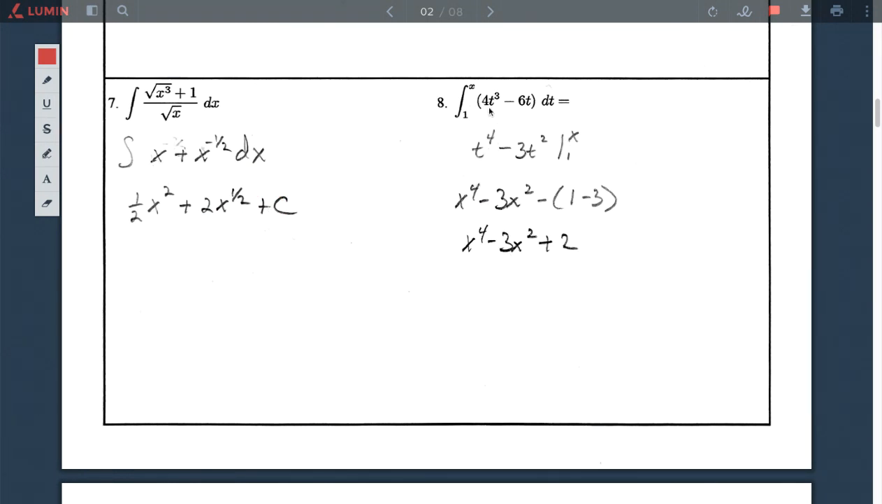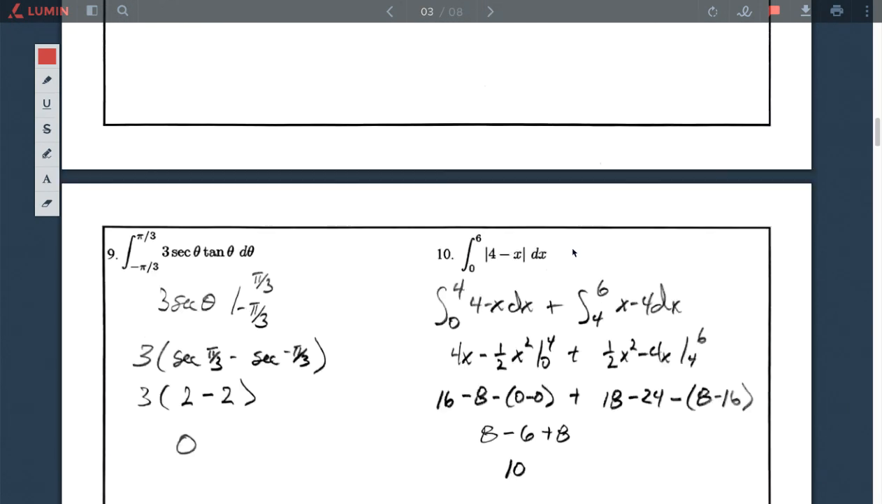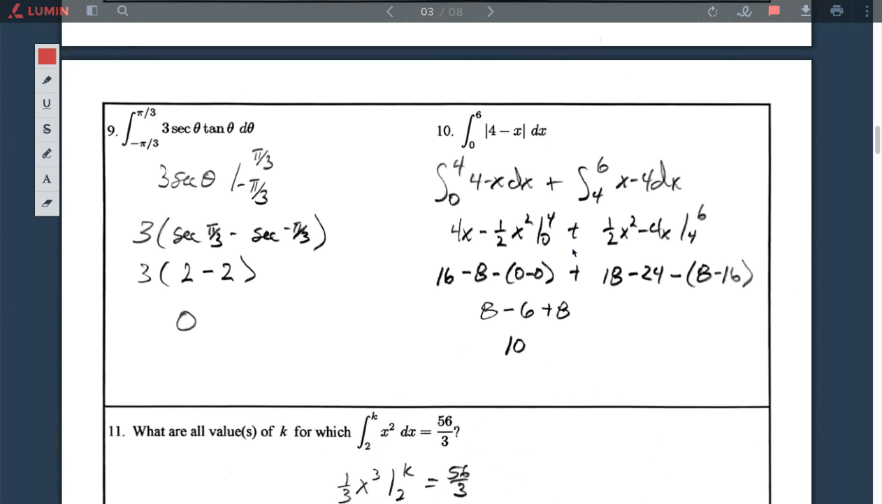I've got a definite integral here. Integrate gives me that. Integrate here. Make sure you plug the top in first. Minus the bottom. So I get x to the 4th minus 3x squared minus 1 minus 3, so we end up with x to the fourth minus 3x squared plus 2. Nothing fancy there. We did 9 in class.